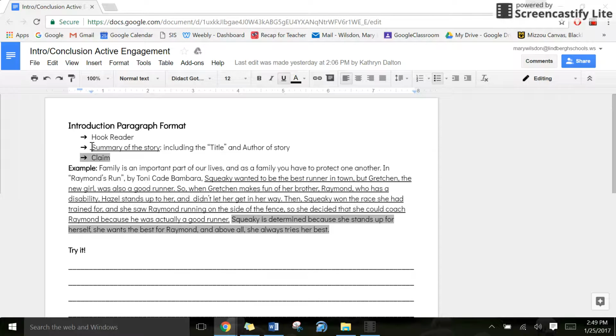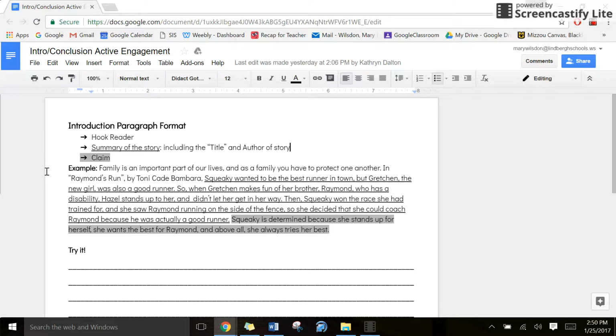The next step is a summary of the story, including the title and the author of the story. We wrote our summaries way back in December, so you should be able to pull that out of wherever you kept it. Make sure that you include a summary of what happened in the story. It gives your reader a little bit of background knowledge, and it starts to narrow down to your claim, which is the last part of your introduction and should already be written.